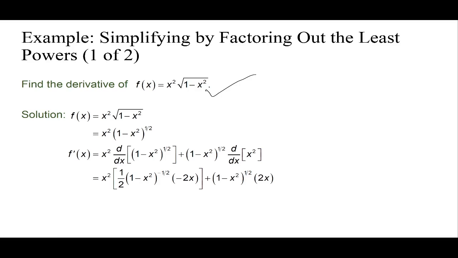Remember the product rule: if your f is, let's say, two different functions g and h, then the derivative of f is the derivative of the one function times the other function plus the derivative of the other function times the first function. So in this case, g is x squared and h is 1 minus x squared to the power half. So this is the product rule.